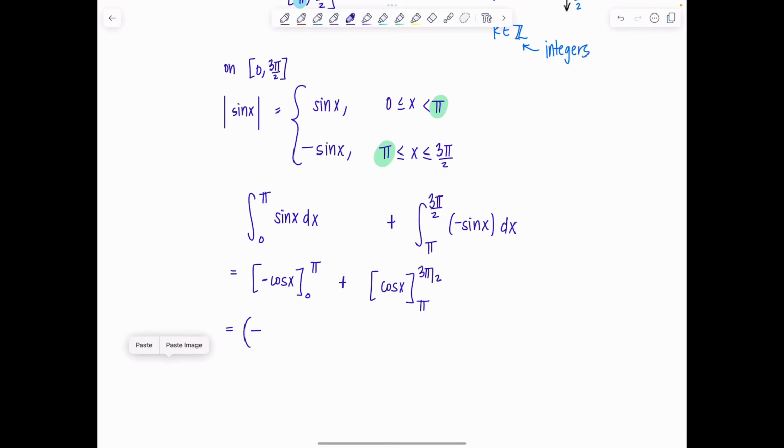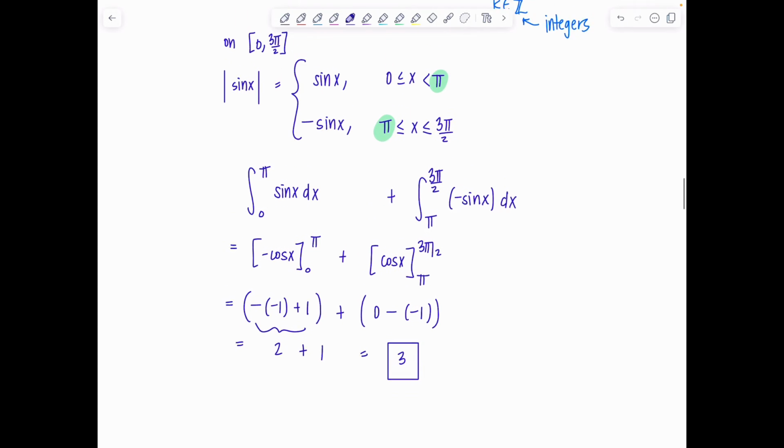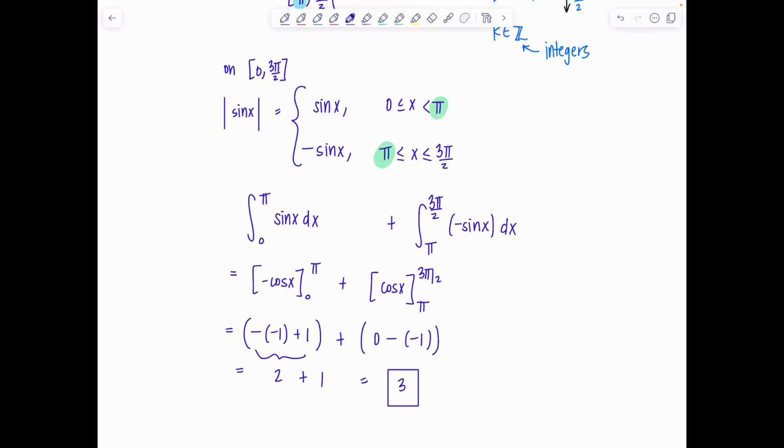So negative cosine of pi is -1, minus negative cosine of 0. So minus -1, that's +1, plus cosine 3 pi over 2 is 0, minus cosine of pi, -1. Oof, so many negatives to keep track of. Did you mess up or are you good? 2 plus 1. You should get 3. Yay. If you didn't, double check, see where you messed up. Probably you got it right though, yeah?